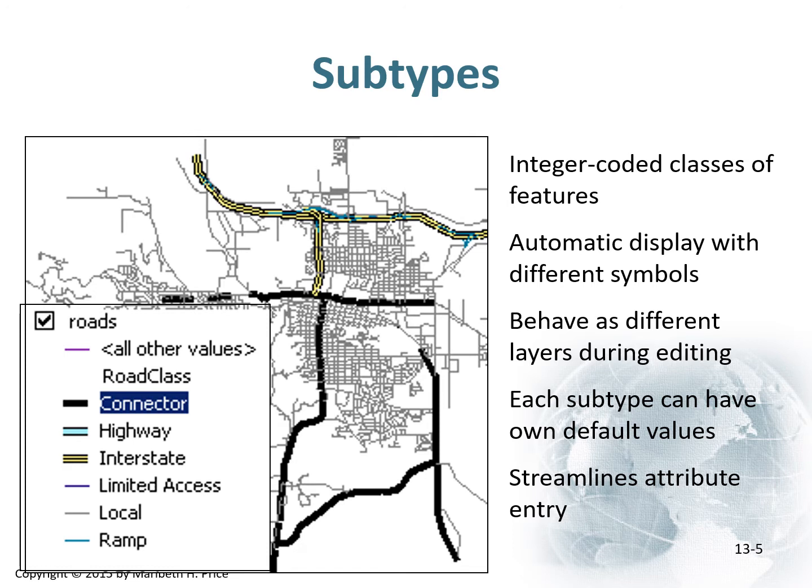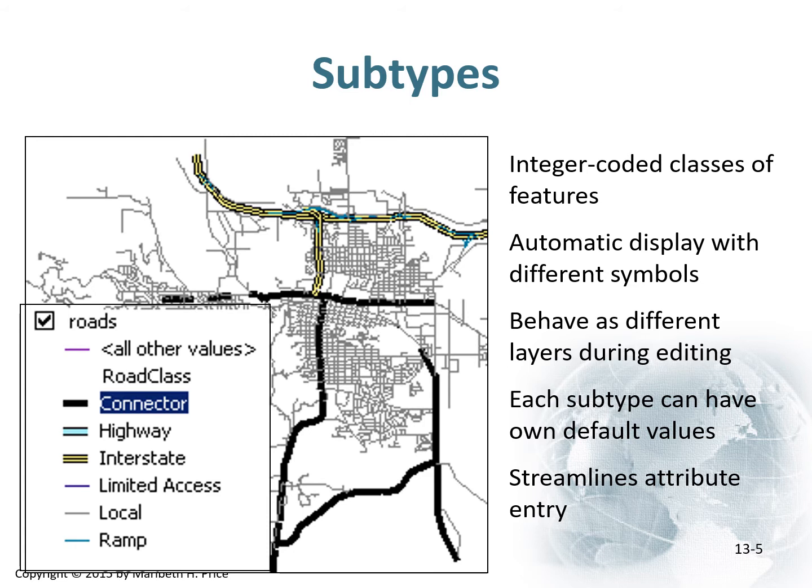Another similar feature is something called a subtype. Subtypes are a little different. These are integer-coded classes of features. So in that respect, they're very much like what we were just talking about. The big difference here is these are all just types within a single data set. And so they automatically display with different symbols. They behave as individual layers. Each subtype can have its own default values that you enter. And so there's lots of stuff going on, but the big thing here is it streamlines attribute entry.